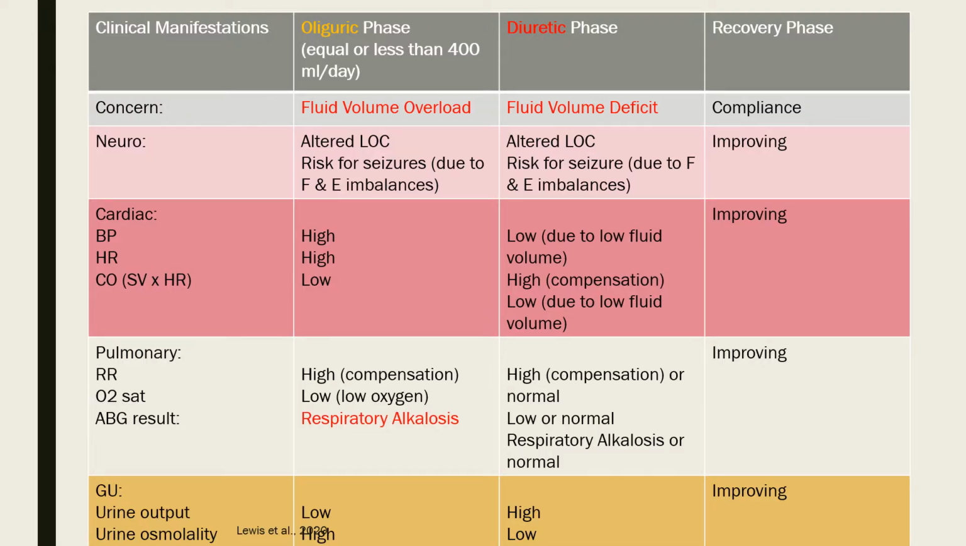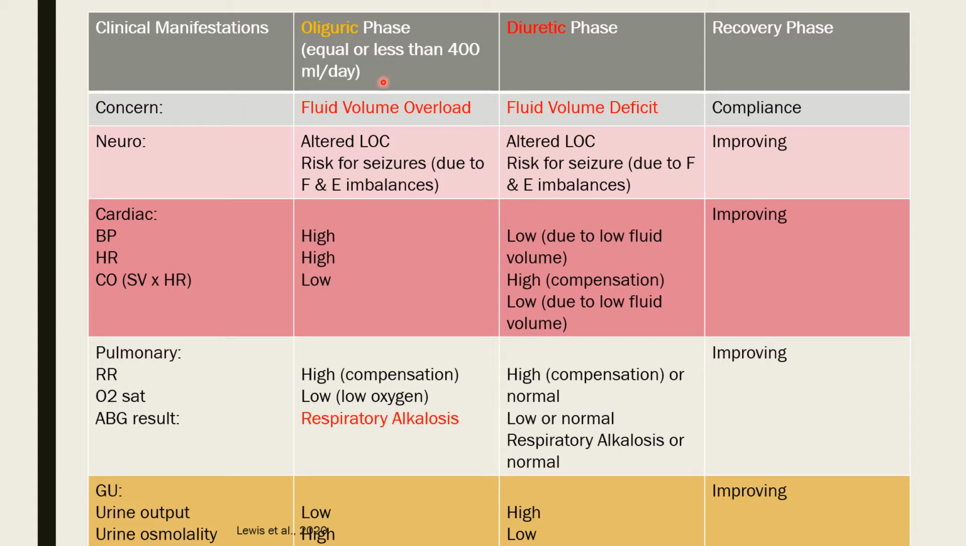All right, so let's take a look at this table. I know this seems a lot to look at, but I want you to use this table as a reference when it comes to the different clinical manifestations, because you have to understand it. So we're going to start looking at the oliguric phase first. And as I said earlier, with oliguric, your patient is urinating equal or less than 400 ml over 24 hours.